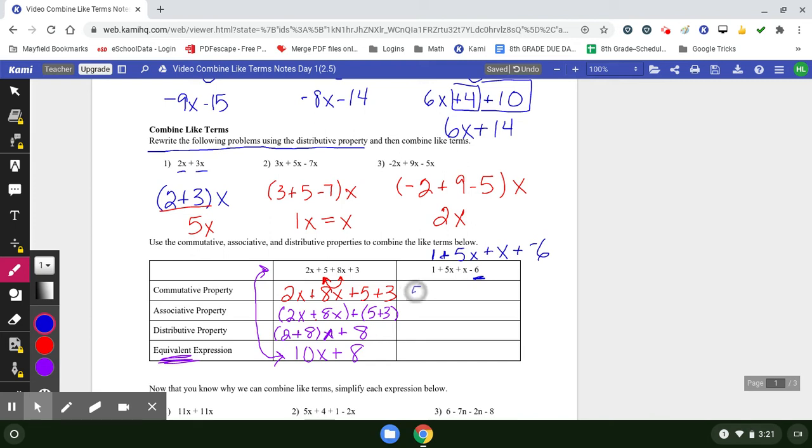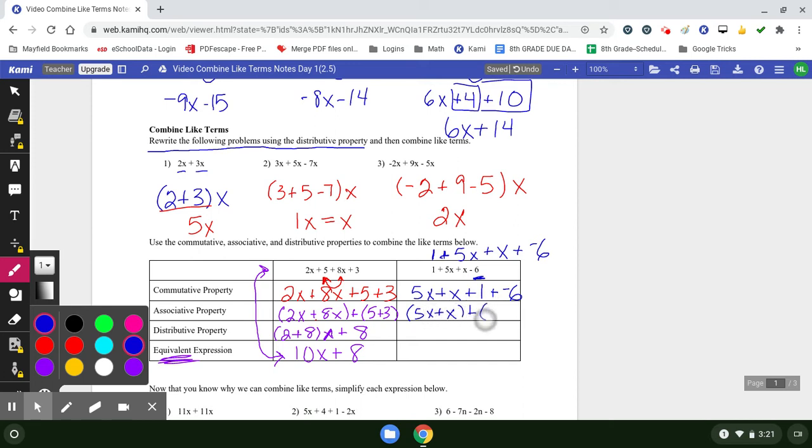And I'm going to move it around so that the x's are at the beginning and the numbers are at the end using the commutative property. Then I'm going to use the associative property. So I'm going to associate 5x plus x and associate 1 plus negative 6. Okay. Now I'm going to use the distributive property just on this section.